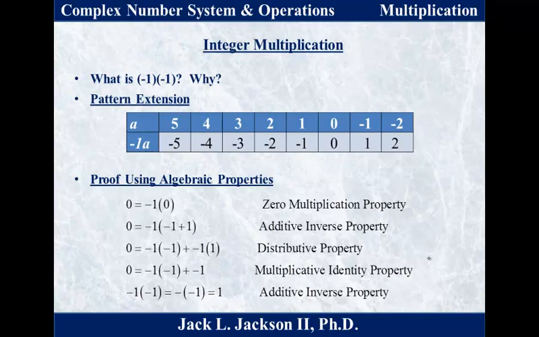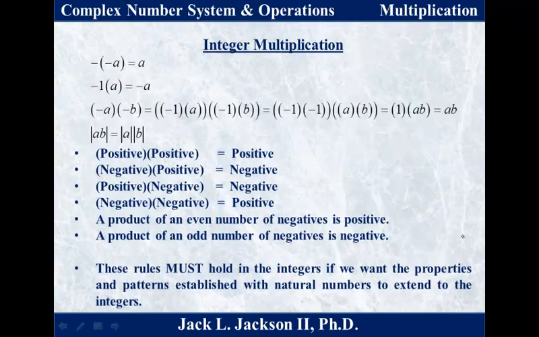So if we want our patterns to extend from the natural numbers or the interpretations of things that we know work, and we want to extend those patterns, or we want to take our properties that we worked out before for natural numbers and for other possibilities with integers, if those properties are still going to work, we don't have a choice. Negative 1 times negative 1 must be positive 1. So that leads us to some basic little rules here. The additive inverse of the opposite of A is A. So the inverse of the inverse of A is A. So in other words, another way to say this is negative 1 times A is the inverse of A, the opposite of A.